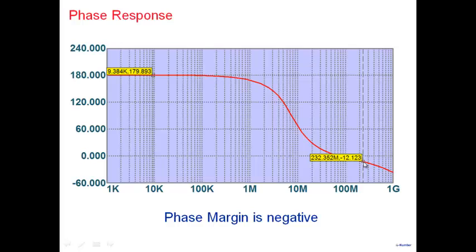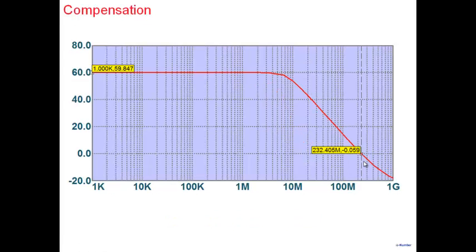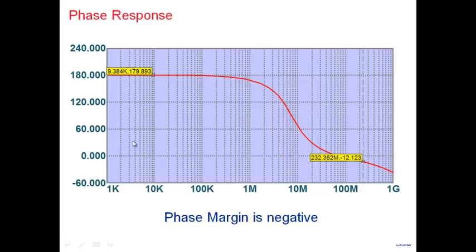Now what we have to do is make the phase margin positive, right? We have to make the phase margin positive, and the whole process is called compensation. So what we need to do is the following. Note that if I look at this particular diagram here, the phase margin is negative, but if I go up in frequency, the phase margin obviously is positive, right?